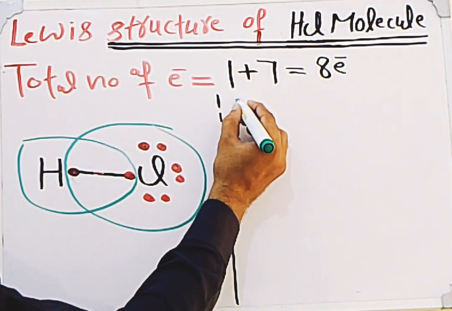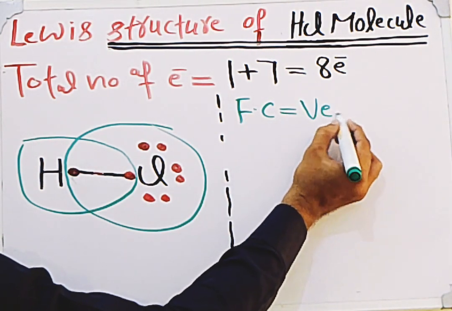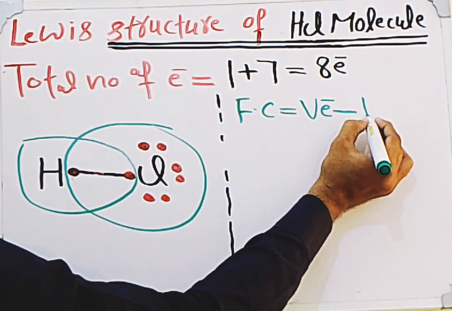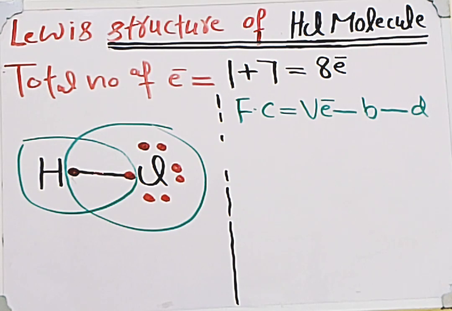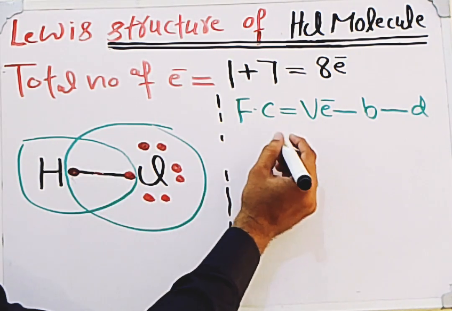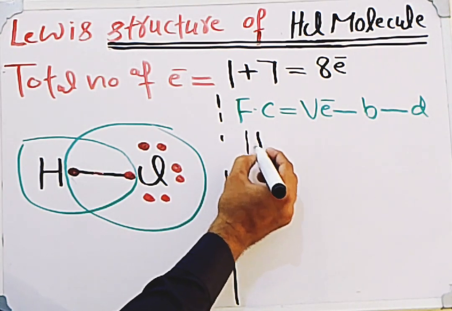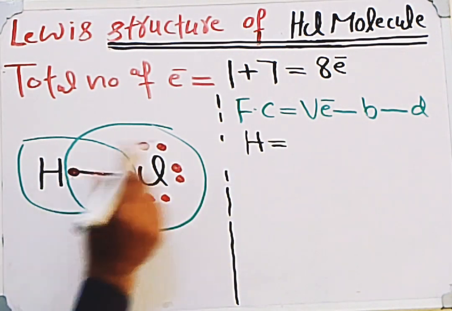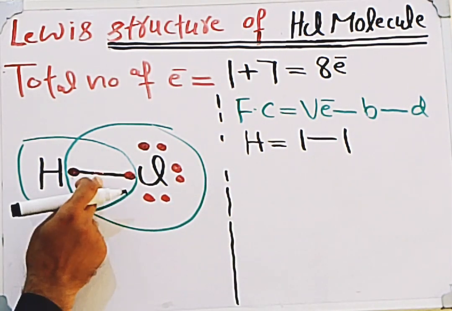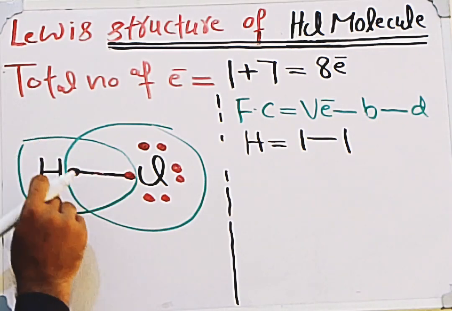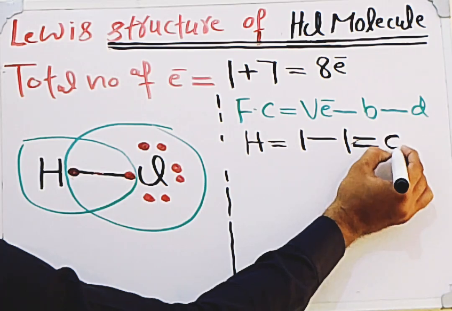Now students, we have to calculate formal charge. We know that formal charge is equal to the number of valence electrons minus bonds minus dots. First of all, we have to calculate the formal charge on the hydrogen atom. The hydrogen atom provides 1 valence electron, it makes 1 covalent bond, and the number of dots on the hydrogen atom is equal to 0. So the formal charge on the hydrogen atom is equal to 0.